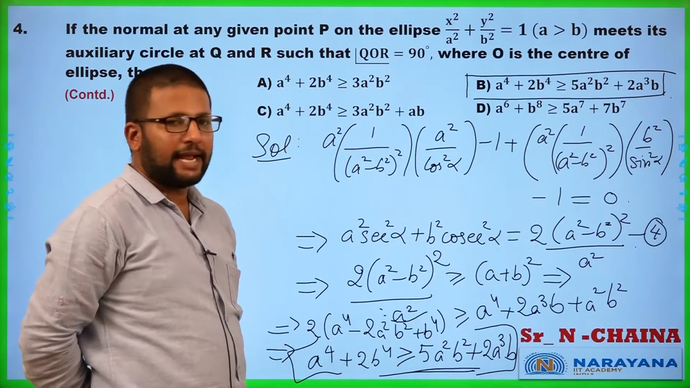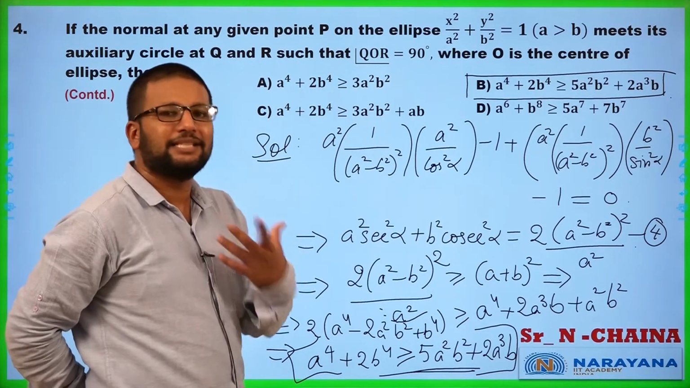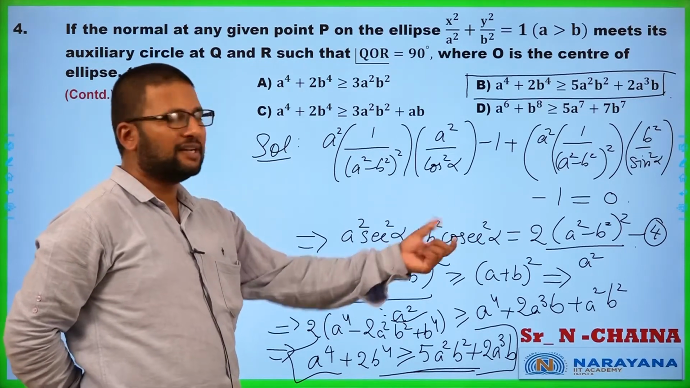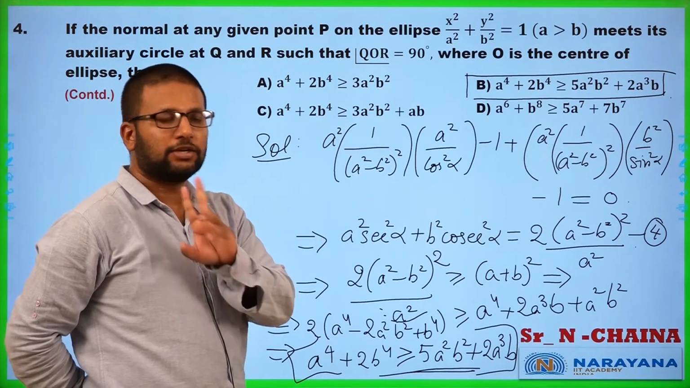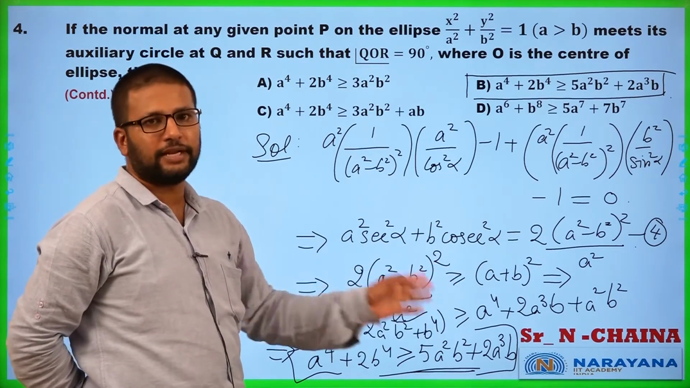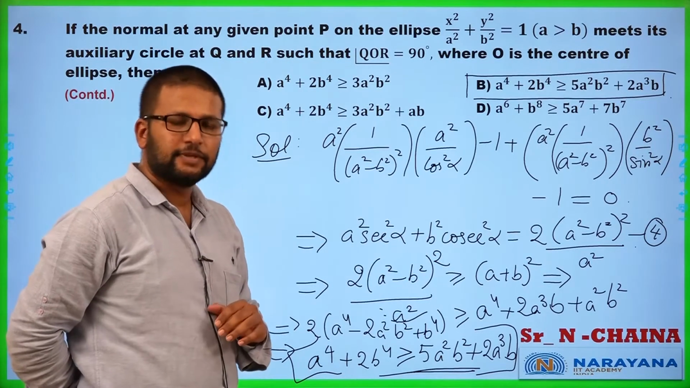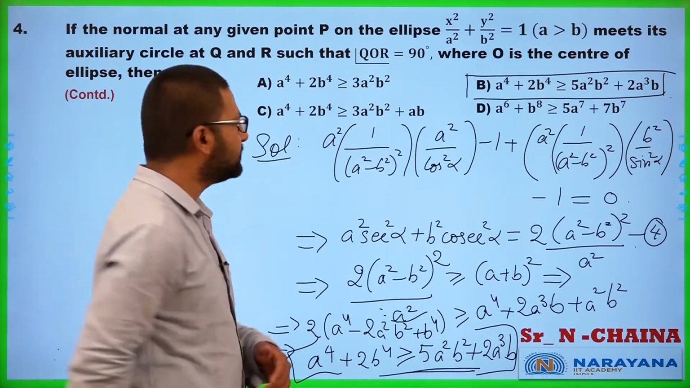Got it? Once again, you need to think about this in the exam, that when you get such an expression, we need an inequation and we need to get rid of alpha. Because of that, we have applied this condition and we reached the answer. Got it? Shall we proceed? Okay, let us proceed.